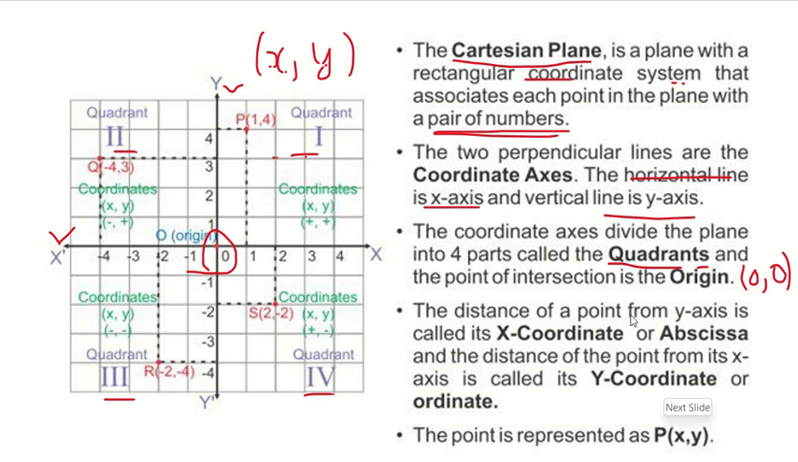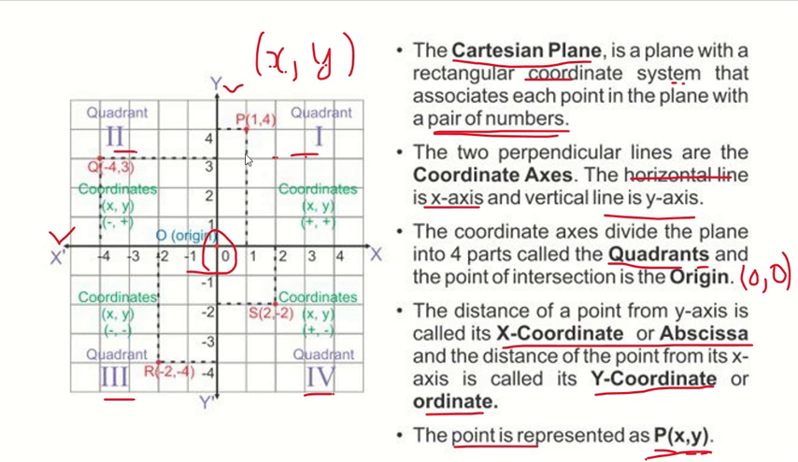The distance of a point from the y axis is called the x coordinate or abscissa. What is the name for the x coordinate? You will say abscissa, right? And the y coordinate is called the ordinate. Joining them together, abscissa and ordinate, you will get the coordinate. So whatever point we are representing over here, it should be in an ordered pair: the name of the point and x comma y.